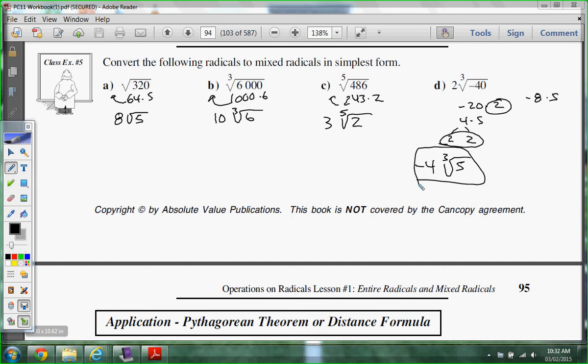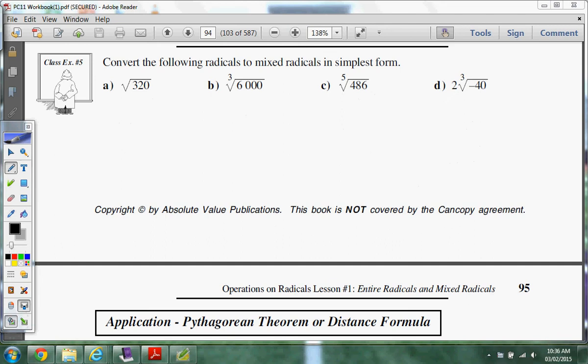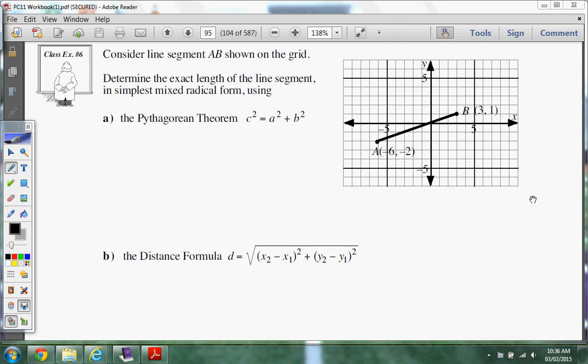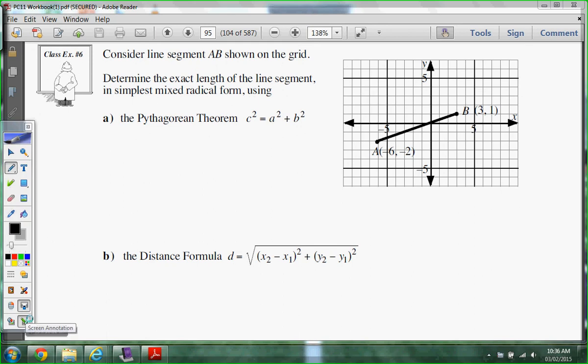All right. Okay, a couple quick reviews here of Pythagorean theorem and distance formula is what's kind of next. The reason these apply to what we're doing now is because they use radicals. A lot of times when you do Pythagorean theorem, you're going to square root to solve for your final answer. Okay, so determine the exact length of the line segment in simplest mixed radical form using c squared equals a squared plus b squared. Okay, so what they're saying is the reason we get Pythagorean theorem is because we have a triangle here. Okay, so that part there is the hypotenuse that we're looking at.